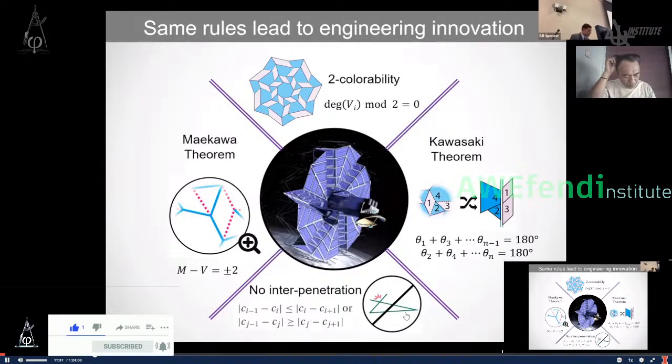Another important result is the Maekawa theorem. And that was looking for a piece of paper.